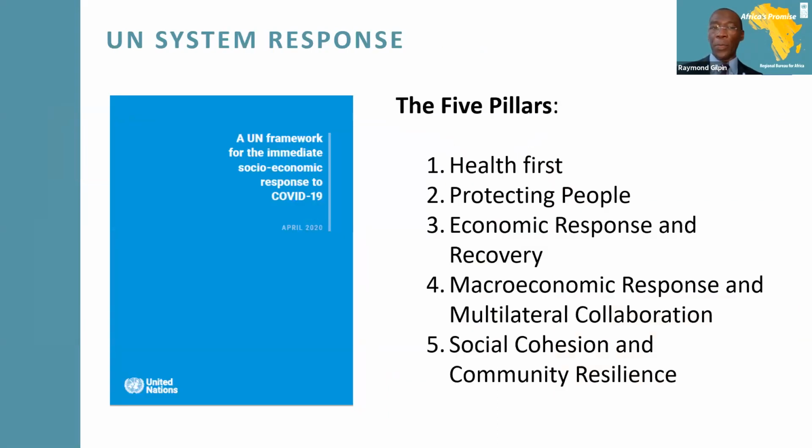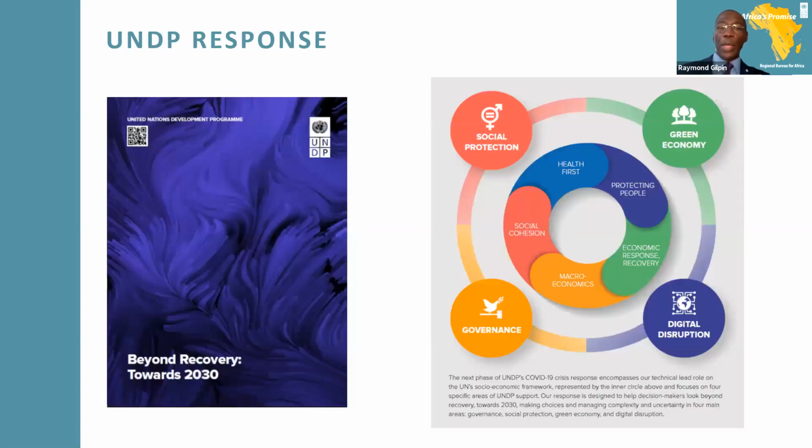This is why the UN system published in April this year the framework for immediate socioeconomic response to COVID-19. This document is based on 5 pillars, and these pillars are basically trying to stem the flow, trying to address the key immediate issues that African countries are facing. Subsequently, UNDP published Beyond Recovery. And the reality was that the immediate challenges are real, but the longer term challenges also have to be addressed. And this has been based on 4 pillars: social protection, governance, the green economy, and digital disruption.